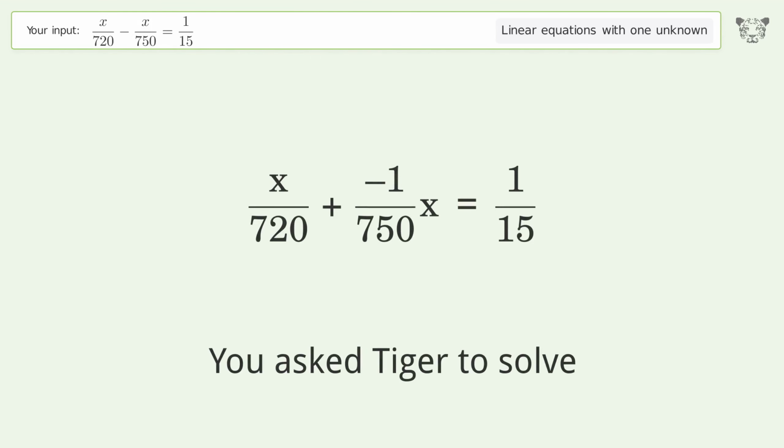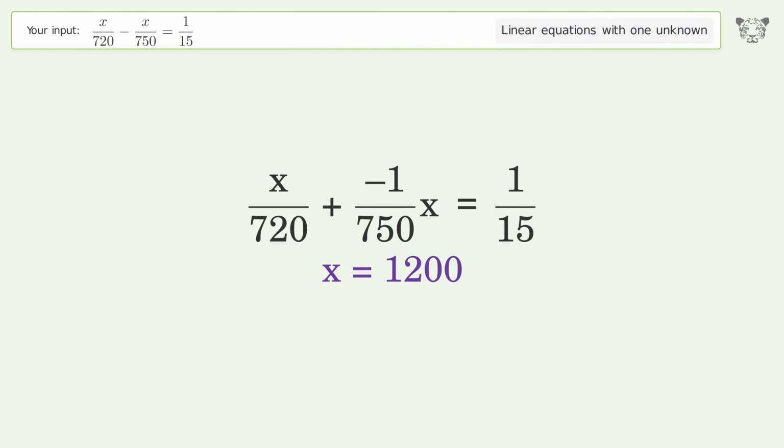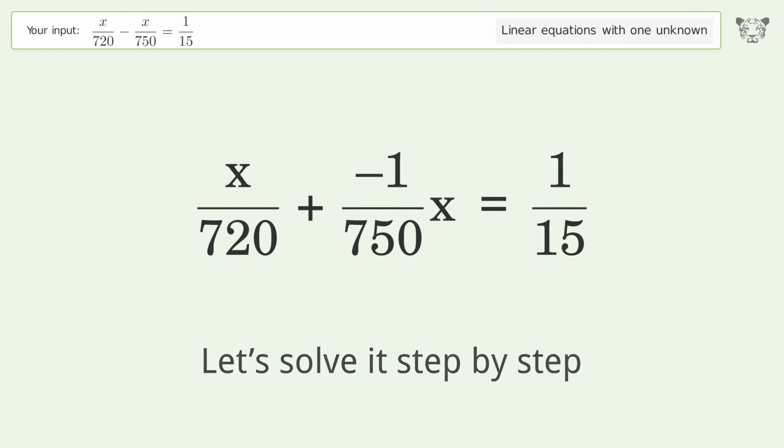You ask Tiger to solve. This deals with linear equations with one unknown. The final result is x equals 1200. Let's solve it step by step.